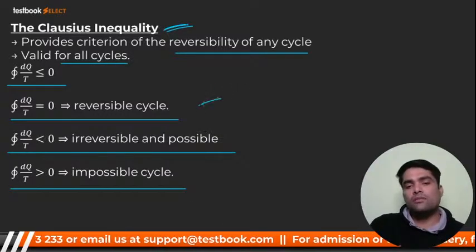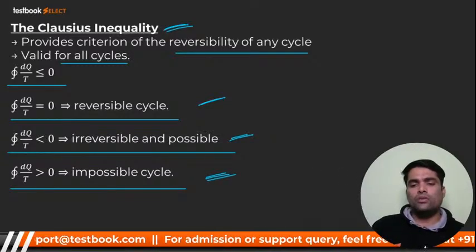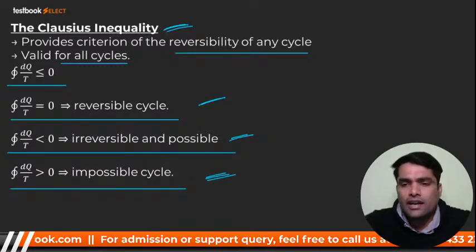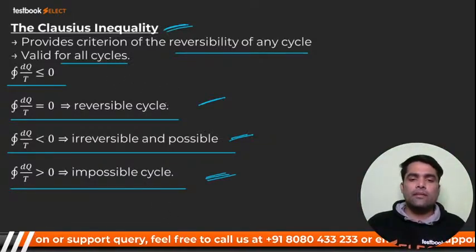These three conclusions are very important. So you have to keep them in mind, right? And I think you will remember them, there is no issue on that, right? Bacha party, again I'll go for the next one. So this is the Clausius inequality, okay?